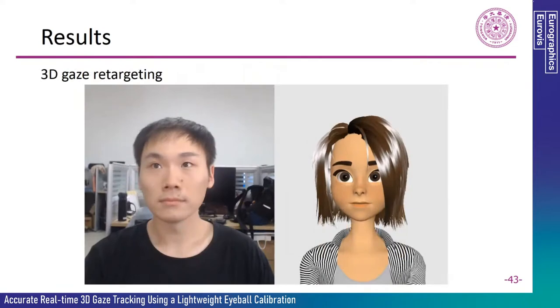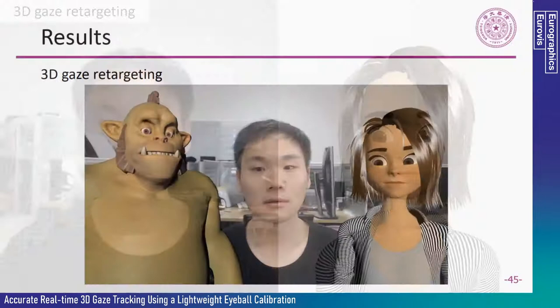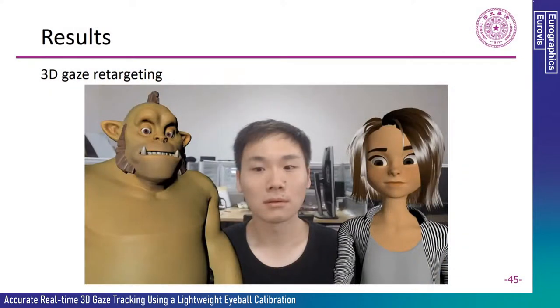In addition, we show two sequence results of 3D gaze retargeting. The current automatic solution gives visually pleasing results, which can serve as a good initialization for animators to generate vivid facial animations. Here's the second result. The 3D target is used to drive the gaze of multiple 3D characters in the same scene as the actor, demonstrating an AR application.